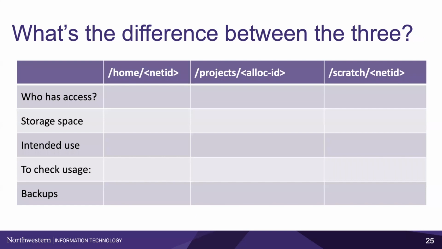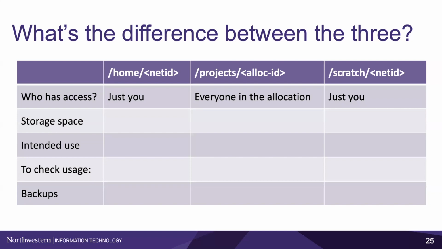Next, let's talk about the difference between the three different directories that we just talked about. The first difference is who has access to these directories. Only you will have access to your home directory, but everyone in a given allocation will have access to all the files and folders under an allocation or projects directory. The Scratch space is similar to your home in a sense that only you will have access.